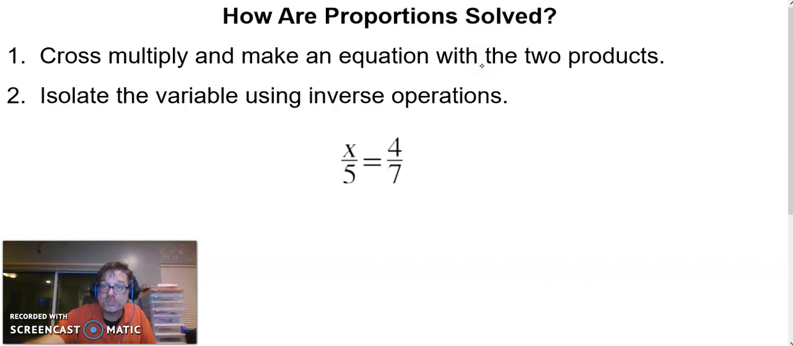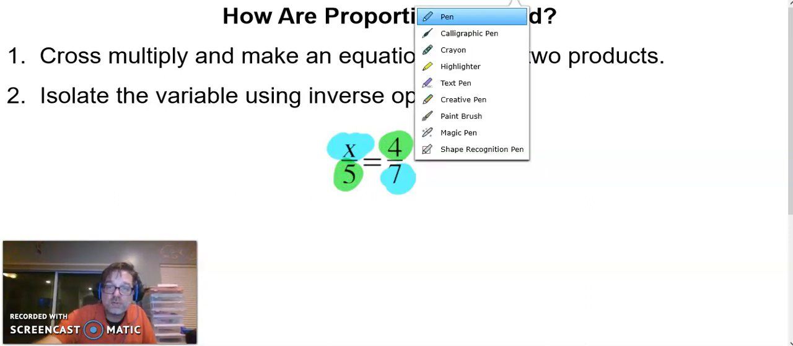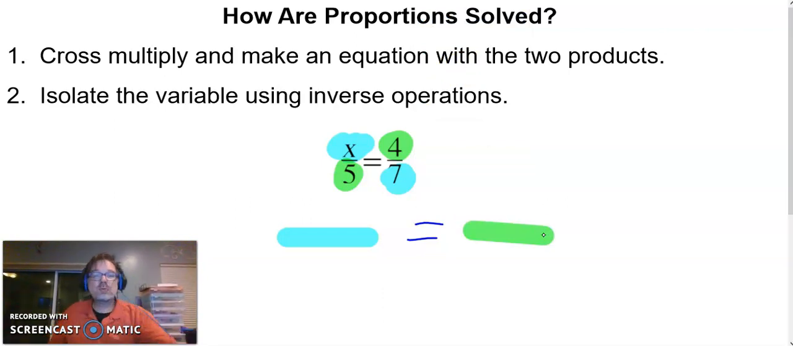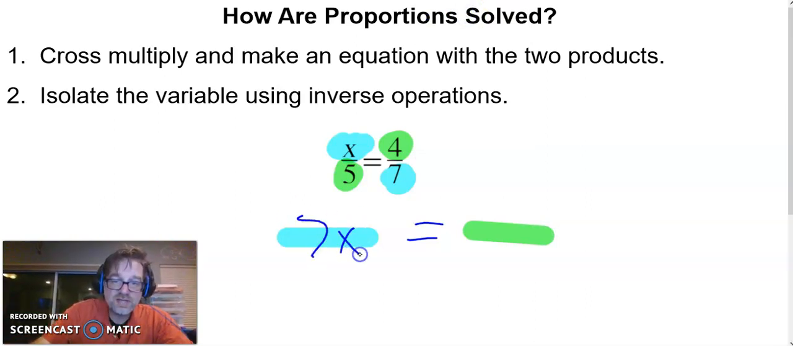And when I say cross multiply, what I mean is I'm going to take the top of one fraction and multiply it by the bottom of the other fraction. And then I'm going to do top times bottom going the other way. So what we end up with is a blue product, and that is going to equal my green product. Let me highlight that in green. So when we multiply the blue, we're going to do 7 times x. 7 times x is 7x. 4 times 5 gives me 20.